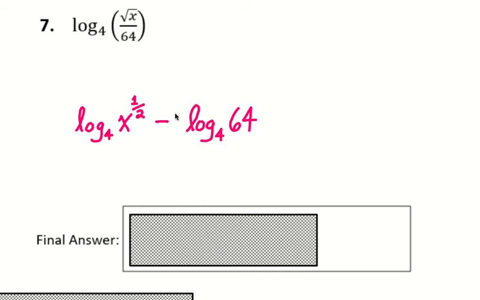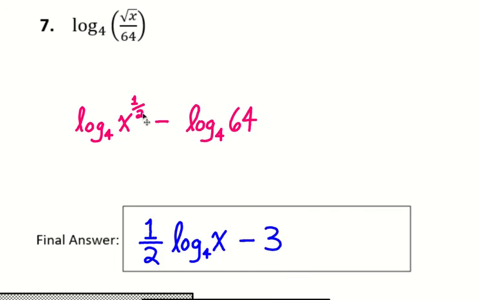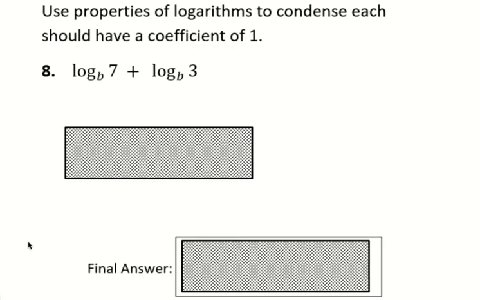And is this a clean log that we can evaluate? 4 to what power is 64? Yep. And so in the final answer, we have to use the power rule, bring the 1/2 down. And the log of 64 base 4 is just 3. And then that one's done.